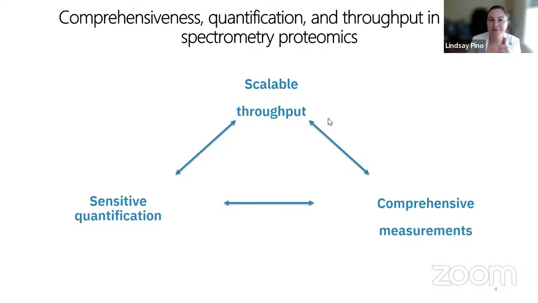So scalable throughput is the first thing we have to think about: how many samples are we running? Second, how comprehensive do we need to measure the proteome? This is how many peptides, how many proteins do we have to measure? For some research questions, you really only care about one protein or a handful of proteins. For other research questions, you want to know every single protein that's in the sample. And then finally, how sensitive of quantification do you need for your experimental purposes? Sometimes you might not really care.